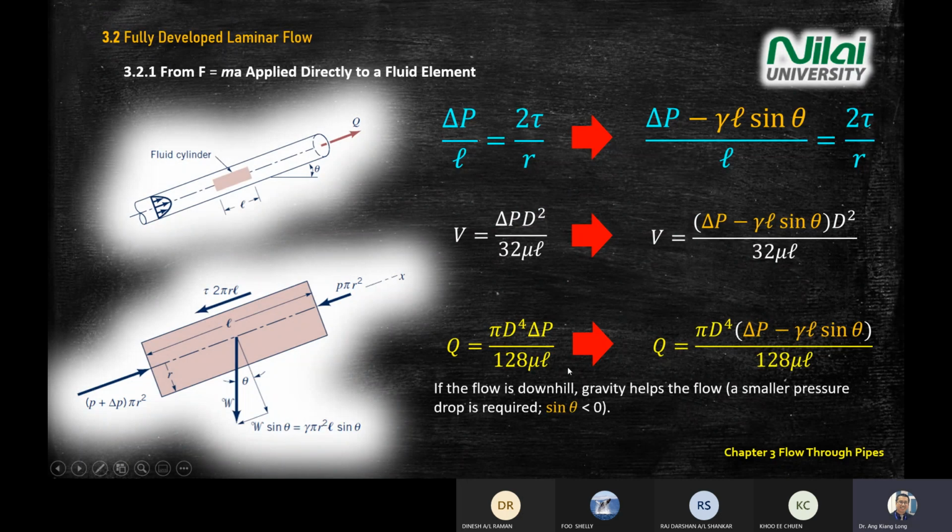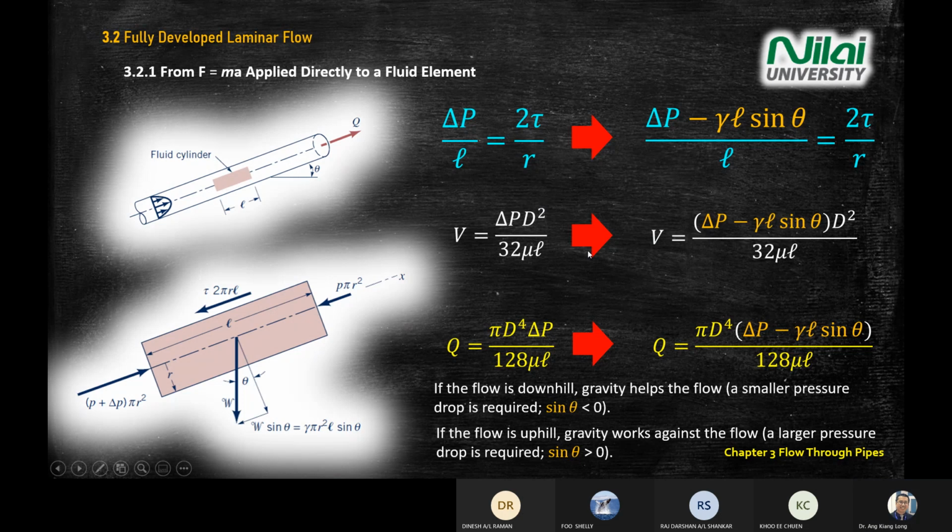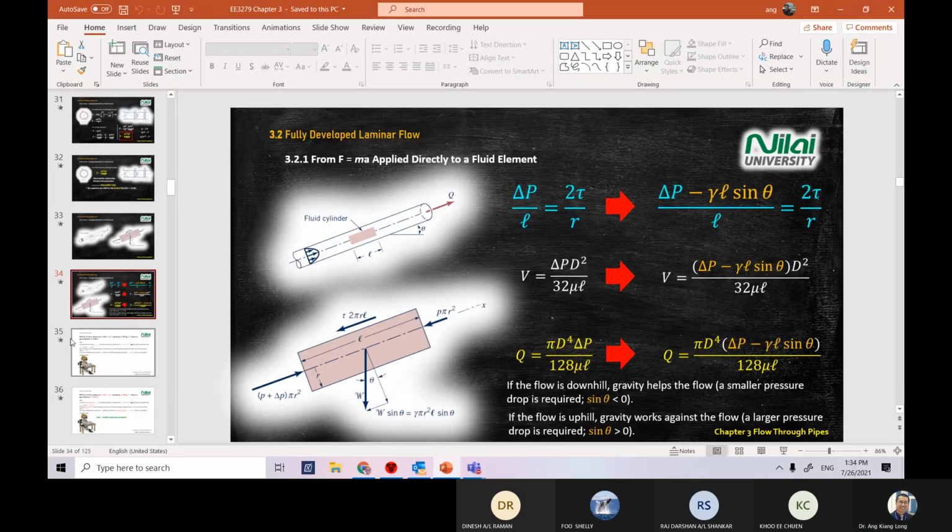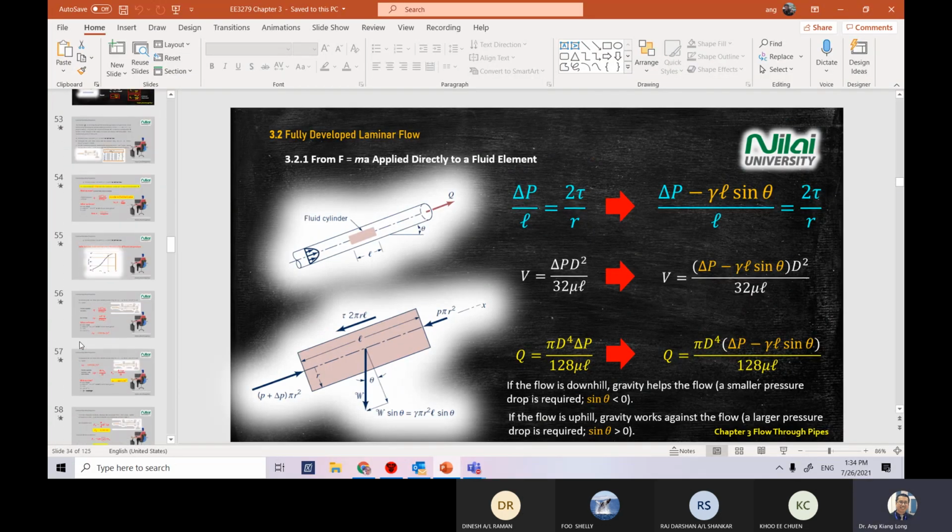The slide on the left-hand side is horizontal. The other one has the angle, and theta is positive anticlockwise. So when it's uphill or downhill, your sine theta is going to be positive or negative. Try to recall these slides when you solve pipe problems, whether horizontal or slanted. Go back to our lecture just now.